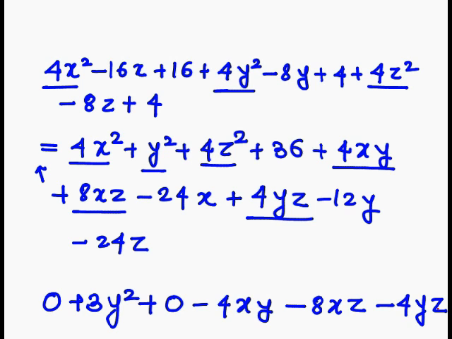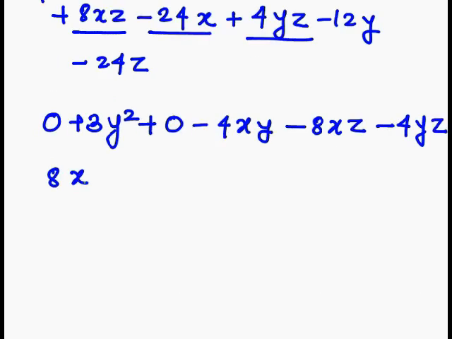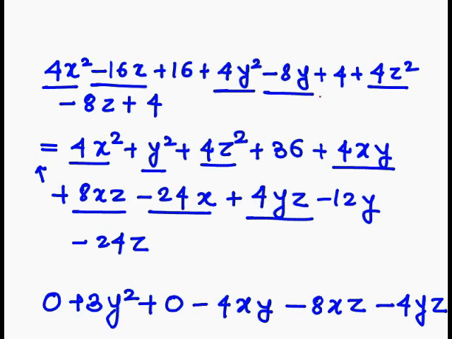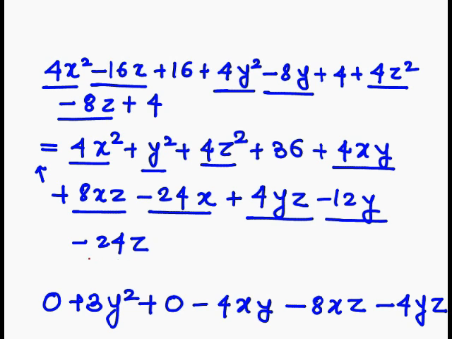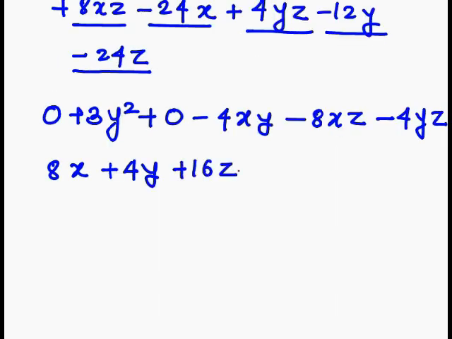Now we focus on minus 16x. Here what we have is minus 16x plus 24, we get 8x. Now we focus on minus 8y. Here what we have is plus, the sign gets changed, so plus 12y, so we get 4y. Now we focus on minus 8z. Here what we have is minus 24z, to this side it will become plus. So we get 16z. Now we focus on the constant term.